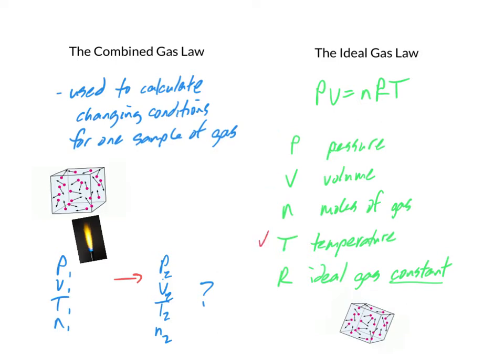Similarly, if we know the temperature of a gas, how many gas molecules there are, and what the volume the gas occupies, we can determine its pressure. So for example, if you had a bicycle tire and you knew the volume of gas in that bicycle tire, you knew the temperature of the gas in that bicycle tire, and you knew the pressure of that bicycle tire, you could determine how many moles of gas were inside that bicycle tire.